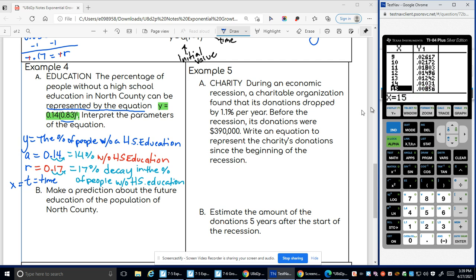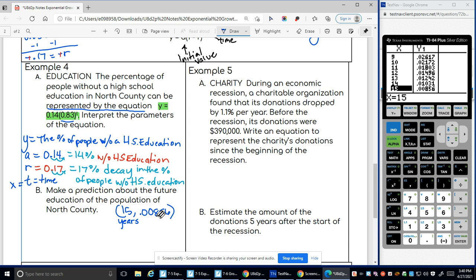Boom. Let's identify this point here. We've got 15 and 0.00856. Let's talk about what that means. 15 is X, and X is time. So this is 15 years since, let's see, does it have a since? Nope. Let's just make the assumption that they're talking about years because there's no indication. So we can just say 15 years. We know it's time for sure, right?